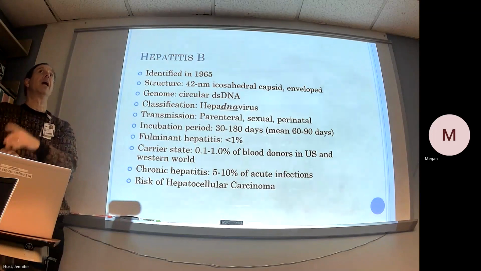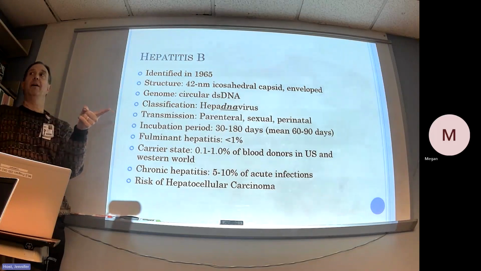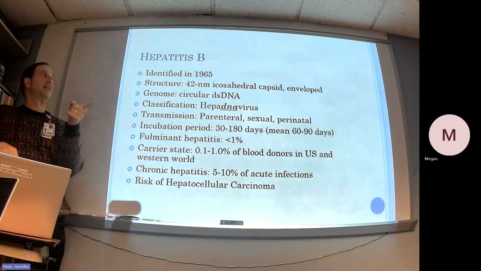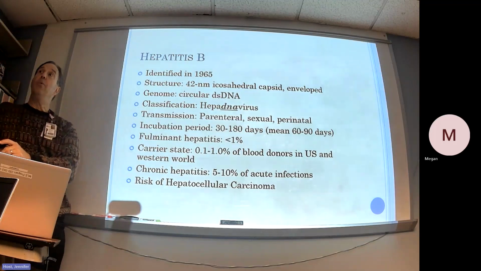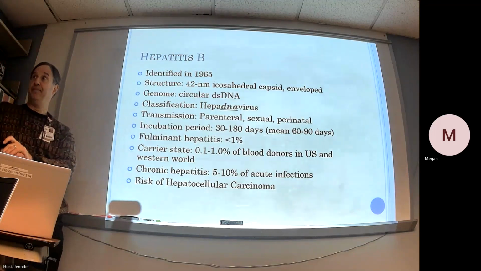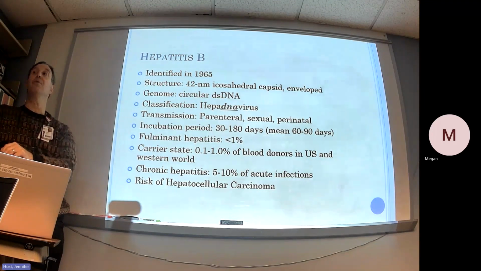B. Between B and C, how many for B? How many for C? C is correct. B used to be correct. Okay, so B, when we used to pay people to donate, they used to have a paid donation up until 1974. Hepatitis B was the most frequent.